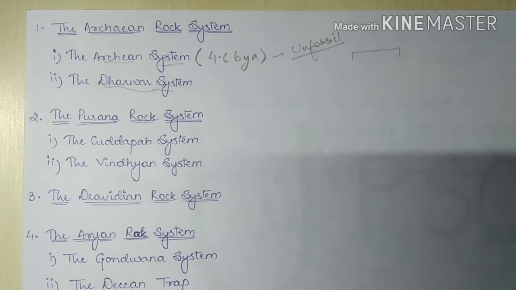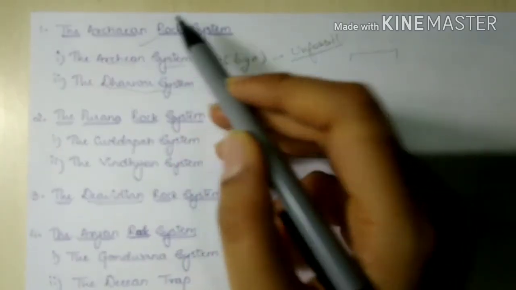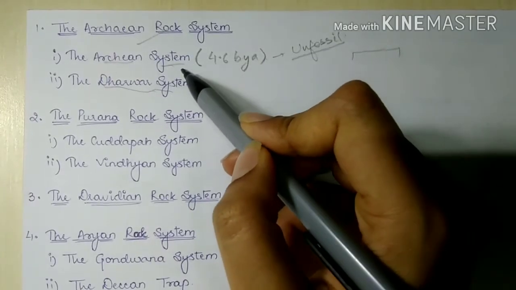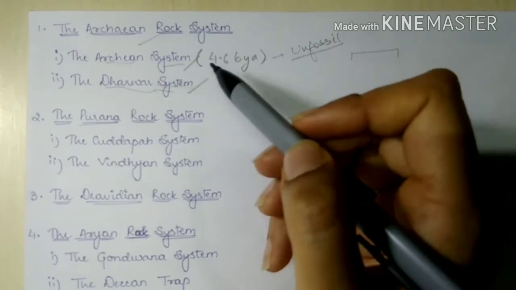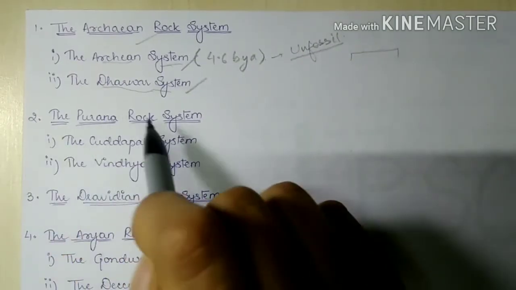Okay, so because they are metalliferous, they include a rich amount of iron ore, manganese, lead, zinc, silver, dolomite, gold, mica, copper, tungsten, nickel, and some precious stones along with building materials. Okay, so this was the Archean rock system, in which we have the Archean system as well as the Dharwar system. Next is our Purana rock system.